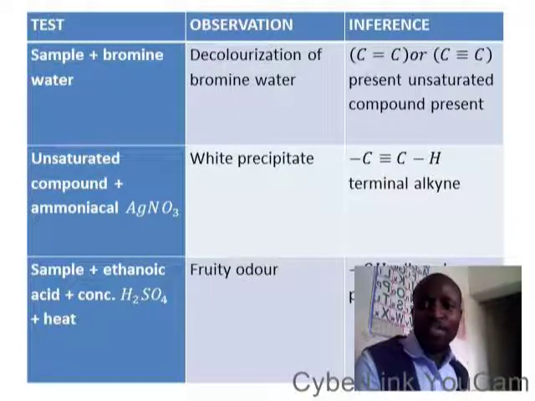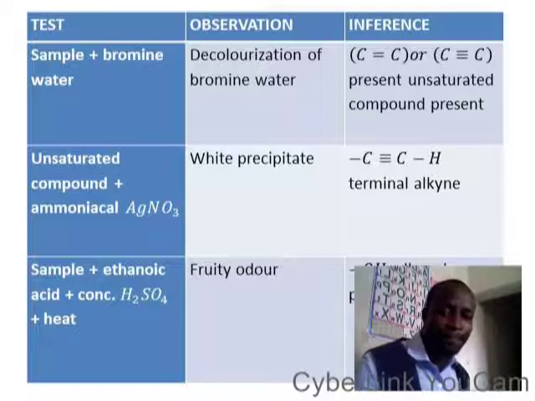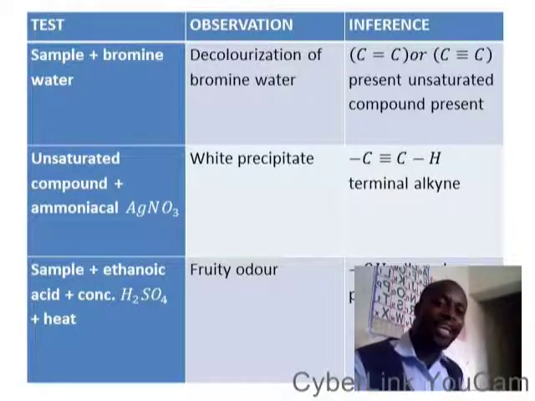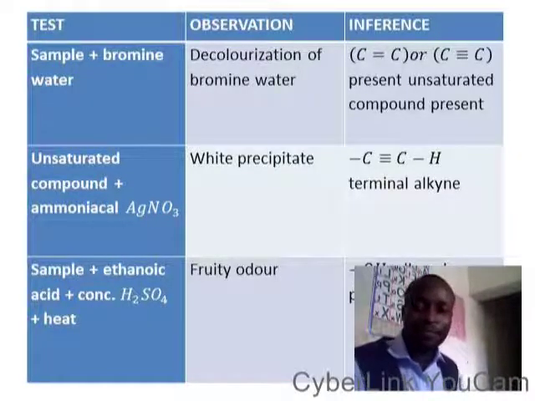Unsaturated compound plus ammoniacal silver nitrate. If there is white precipitate, it shows we are dealing with alkyne, not ordinary alkyne, terminal alkyne. Terminal alkyne is an alkyne compound that has a triple bond at the end towards the terminal part. It could be at the first carbon or at the last carbon.